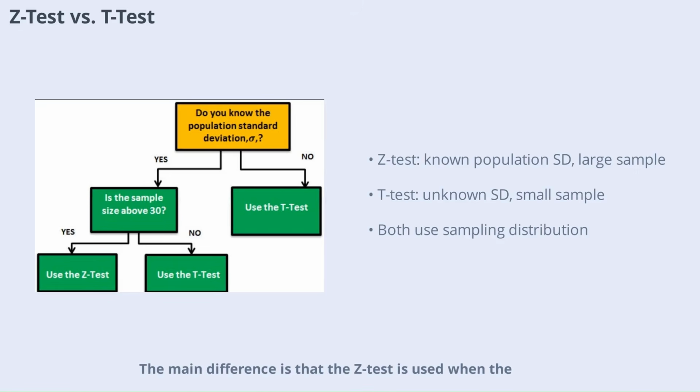The main difference is that the z-test is used when the population standard deviation is known and the sample size is large, while the t-test is used when the population standard deviation is unknown or the sample size is small.